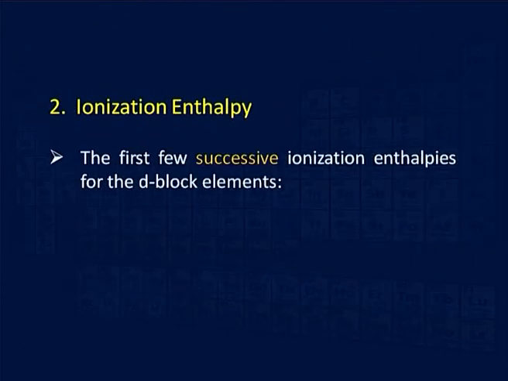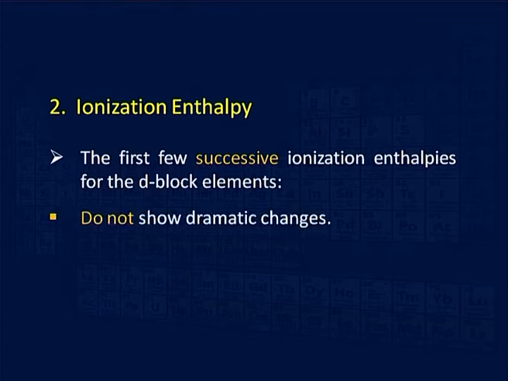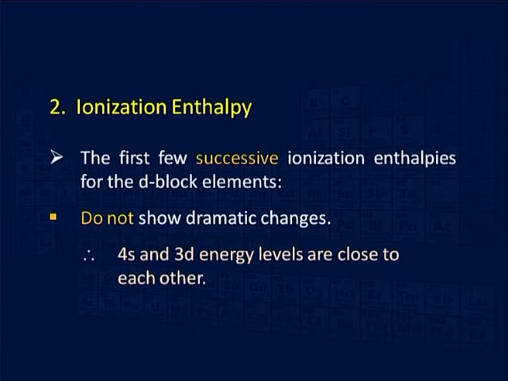The first few successive ionization enthalpies for the D block elements do not show dramatic changes. This is because the 4s and 3d energy levels are very close to each other.